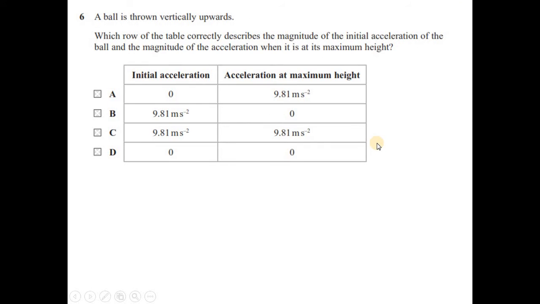Question number 6. A ball is thrown vertically upward. Which row of the table correctly describes the magnitude of the initial acceleration of the ball and the magnitude of the acceleration when it is at maximum height?